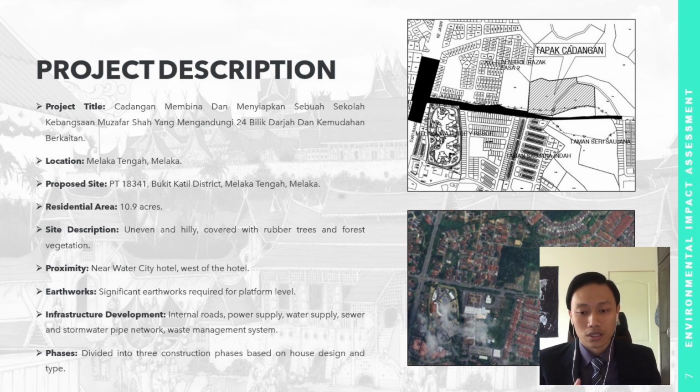These phases approach allows for efficient planning and execution while ensuring timely completion. So the conclusion is that the construction of Sekolah Kebangsaan Muzaffar Shah in Melaka Tengah, Melaka is a significant project aimed at providing quality education facilities. The proposed site, which is uneven and hilly terrain, will require significant earthworks to create a suitable platform for the school. The infrastructure development, including internal roads, power supply, water supply, sewer and stormwater pipe network, and also waste management systems will be implemented. The project will be executed in 3 construction phases based on house design and type.